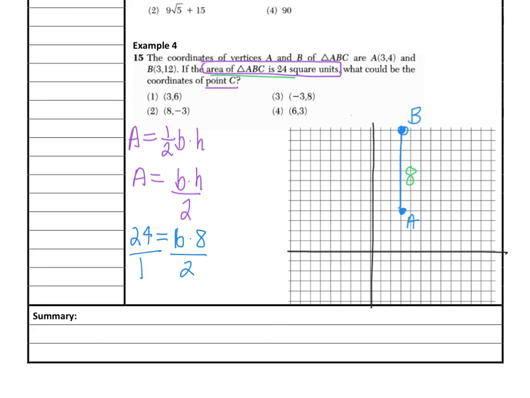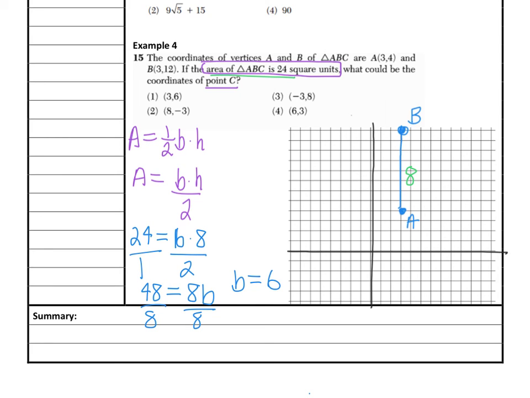Alright, so if my goal is to find the length of the base here, I'm going to cross multiply. So 24 times 2 is going to give me 48 equals 8B. There we go. So if I want to find the length of B, I'm going to divide both sides by 8. So I end up with my base length has to be 48 divided by 8, which is 6.